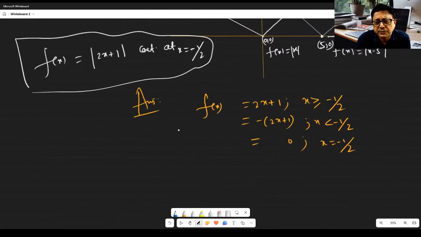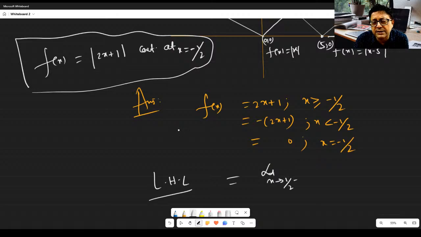So now you are going to find the left hand limit here, LHL. This is limit x tending to minus half minus f(x). Minus half minus means less than. You don't put equal to over there. I have taken equal to at separate place. So x tending to minus half minus f(x). Point is minus half. You are checking at minus half.